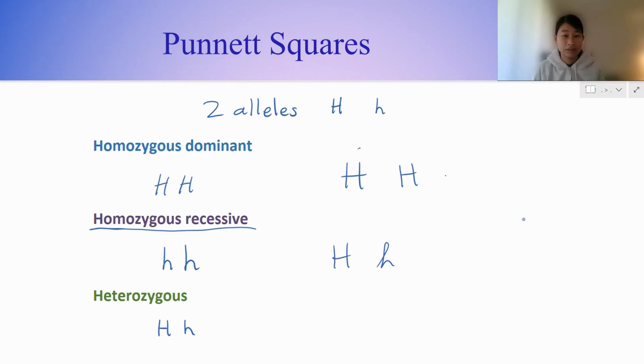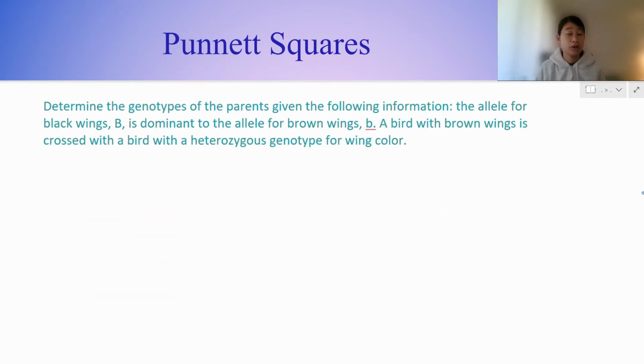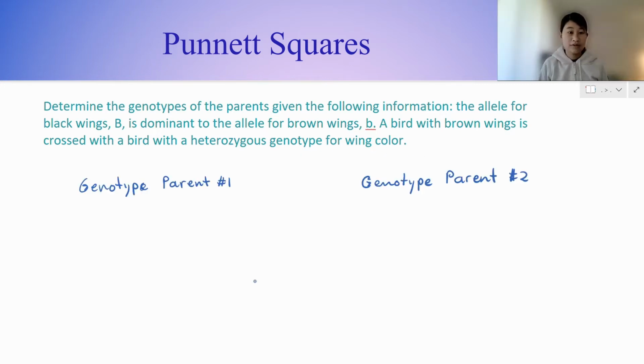Now, for these problems, it's going to be important to know how to find the genotype of the parent. And so determine the genotypes of the parents given the following information. The allele for black wings, capital B, is dominant to the allele for brown wings, little b. A bird with brown wings is crossed with a bird with a heterozygous genotype for wing color. So we have two parents. We'll call the one with brown wings parent number 1, and the one with a heterozygous genotype parent number 2.